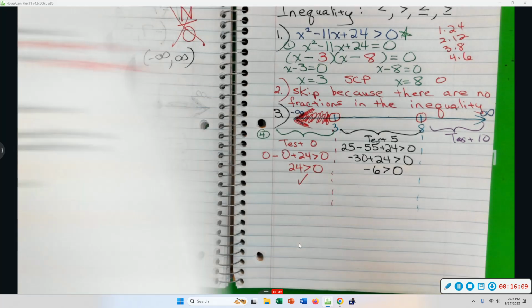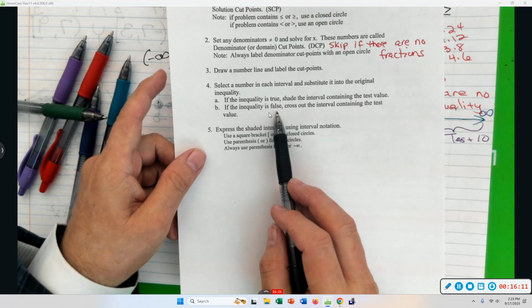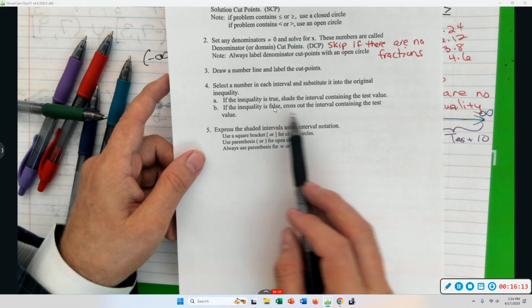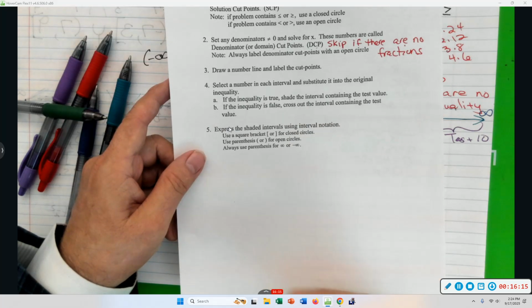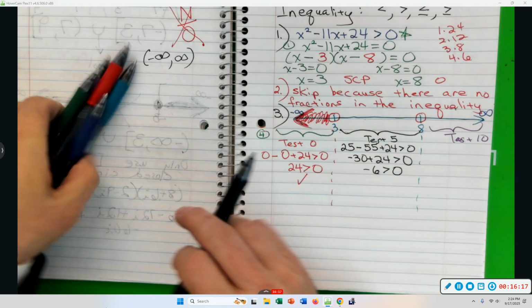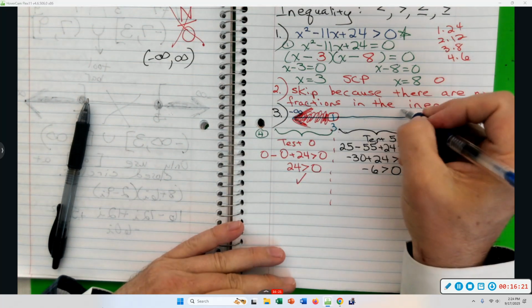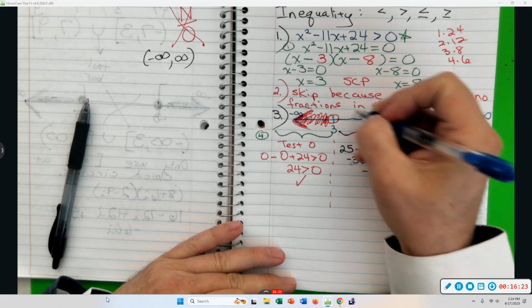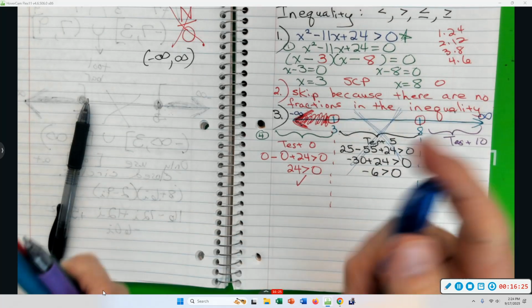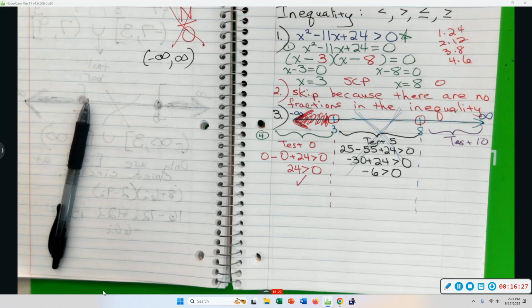No. If the inequality is false at that test value, you cross out the interval containing the test value. So we're now going to cross out this middle interval.